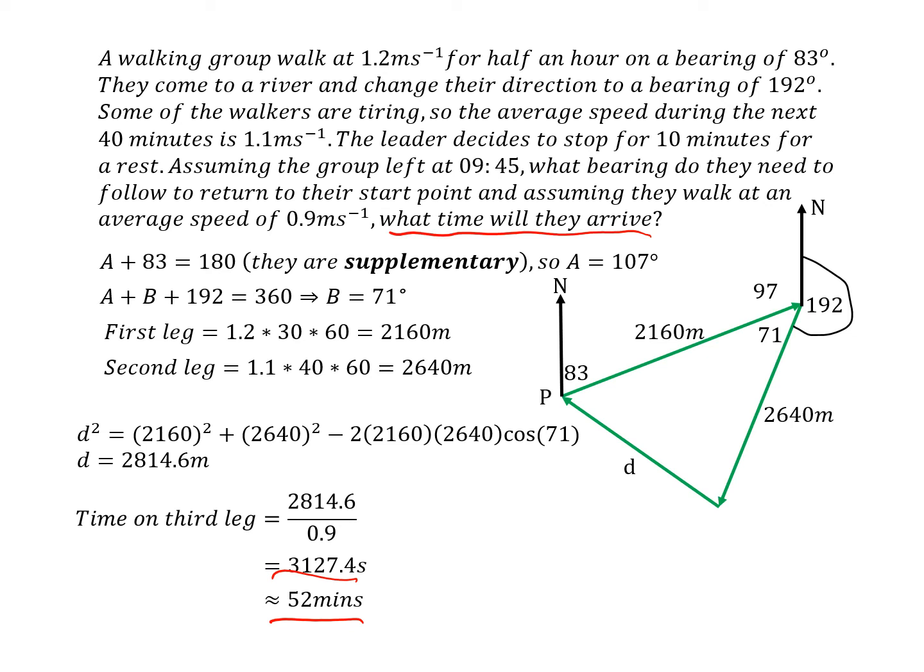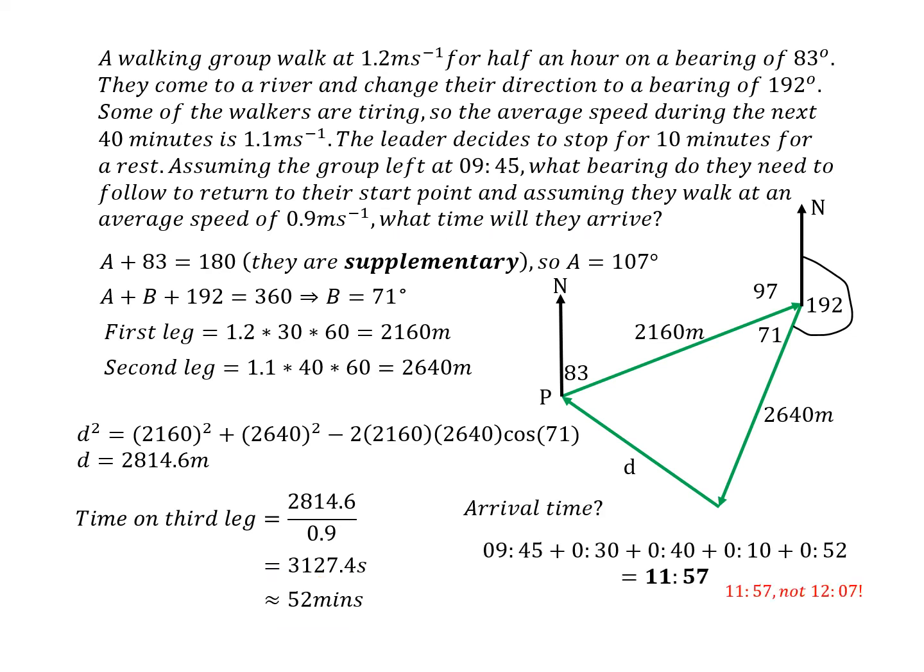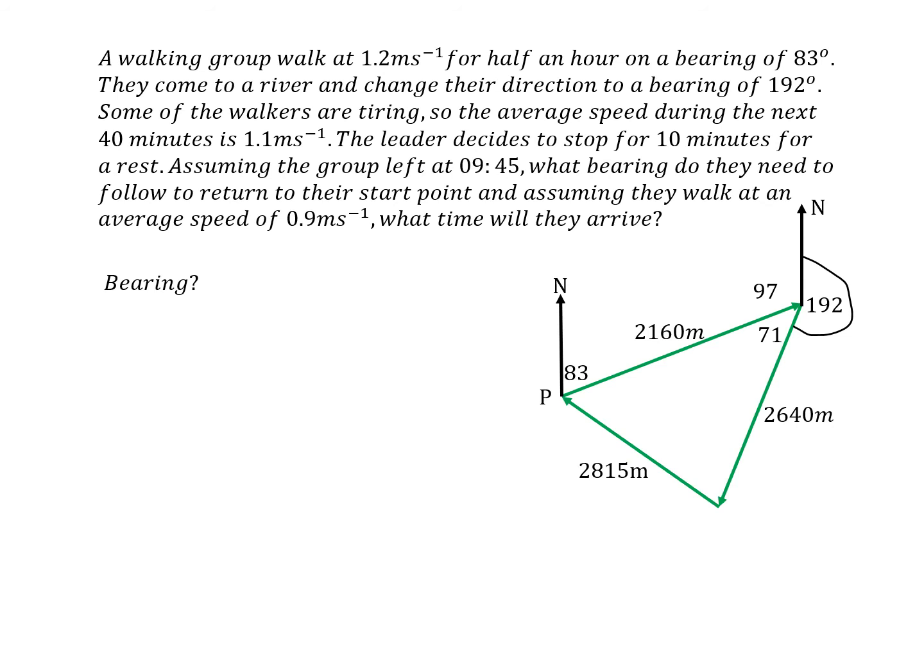What time will they arrive? So they start off at 9:45. The first leg is a 30-minute journey. Second leg is 40 minutes. Then they have their 10-minute break, which they're probably well ready for by then. And then it's 52 minutes, final leg, to get back to their starting point at 12:07, just in time for lunch. We've still got a bit more work to do, because we've got to find out what bearing they need to follow to get back to the start point.